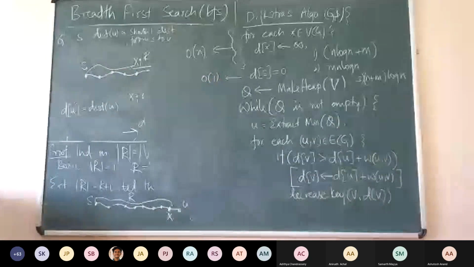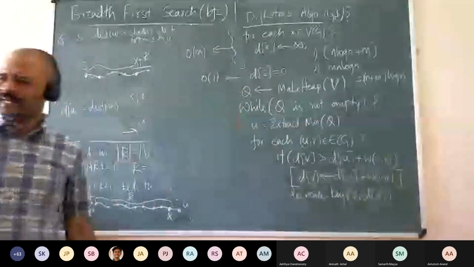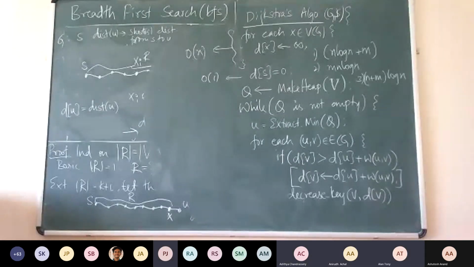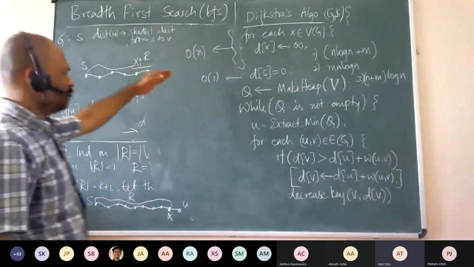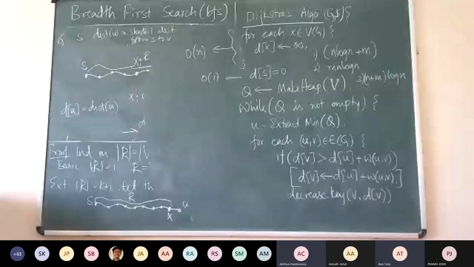So how much time does make heap take? n log n, right? But here, once we are doing this, will it really take n log n? It'll be less than that, since only the source has the zero distance and the rest are all infinity. So we will simply add them at the end, right?